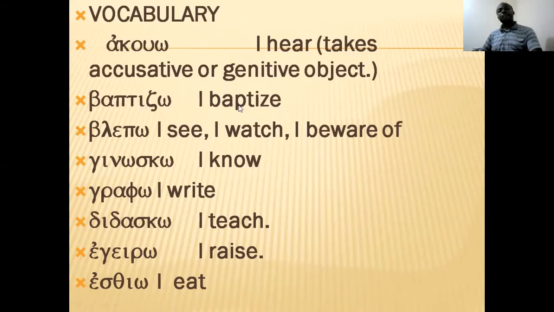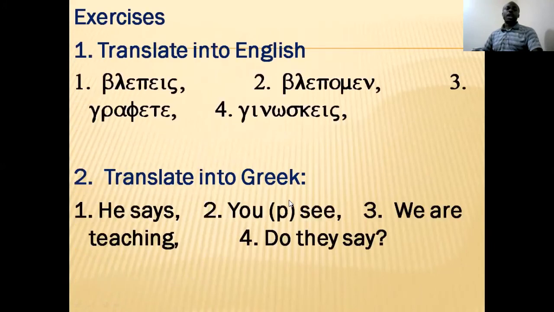Baptizo means I baptize. Blepo means I see or I watch or I beware of. Ginosko means I know. Grapho means I write. Didasko means I teach. Egeiro means I raise. Esthio means I eat. Now, I want you to play around this exercise here. Just try to play around them. You see in your vocabulary, there is a word, blepo. Now the ending is changing. So tell us what it could mean.